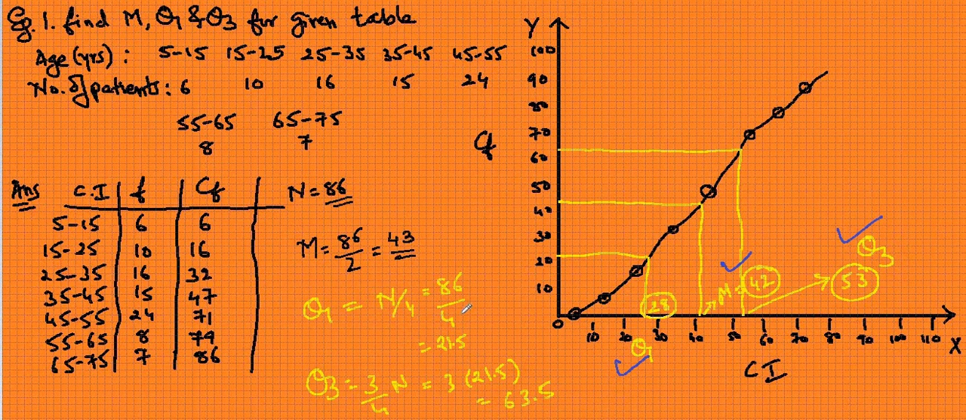Hope you understood the method of doing the sum for finding the median, lower quartile and upper quartile with the help of the ogive. Let me write down the answer here. For Q1, 21.5, it is 28, and for 63.5 it is 53. So I got the median, I got Q1, and I got Q3. I hope you understood this sum.